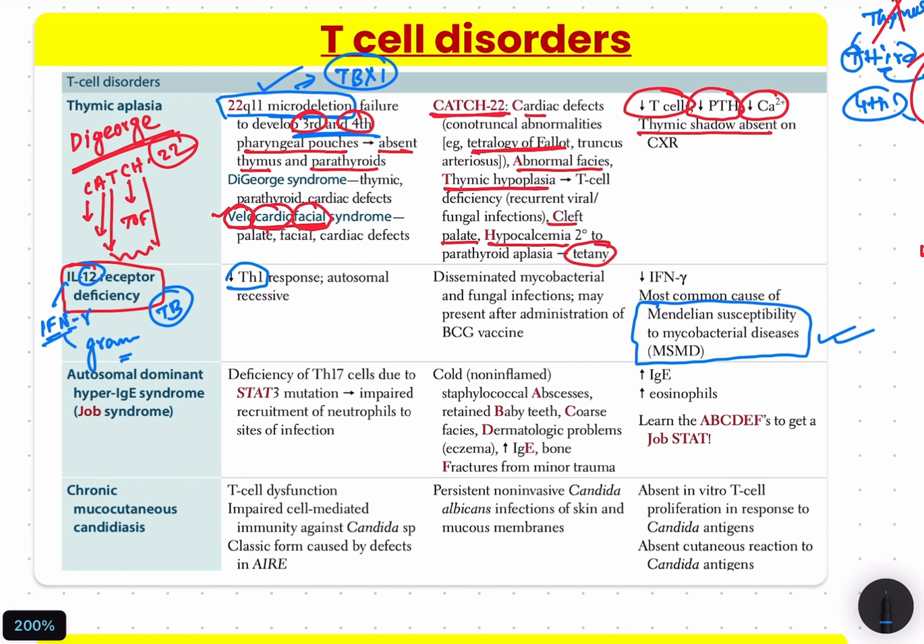There will be disseminated mycobacterial and fungal infections, and if you give BCG, after administration there may be disseminated mycobacterium TB following a BCG vaccination. That is very, very important. So this is your interleukin 12 deficiency. You will be getting decreased interferon gamma in blood.